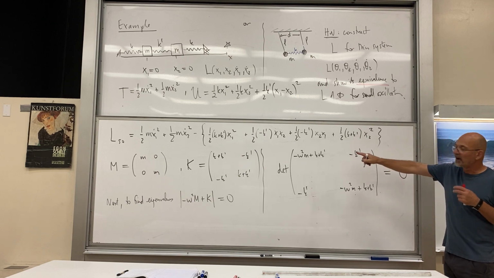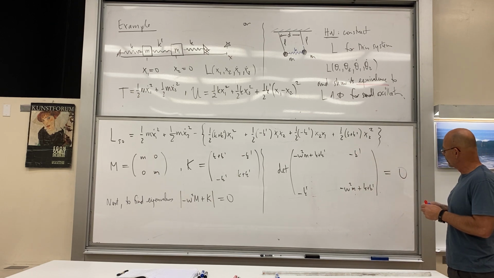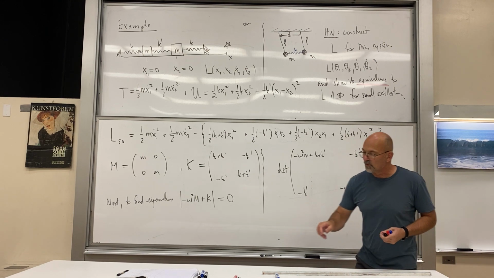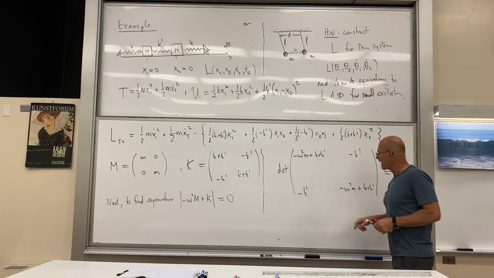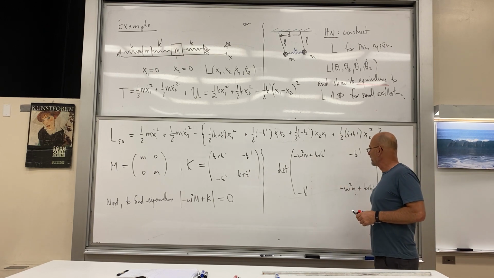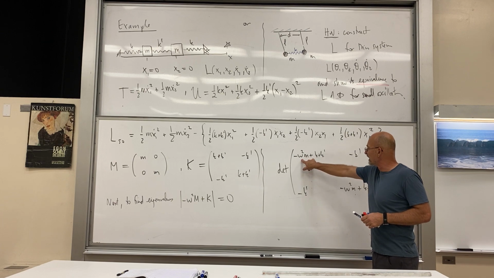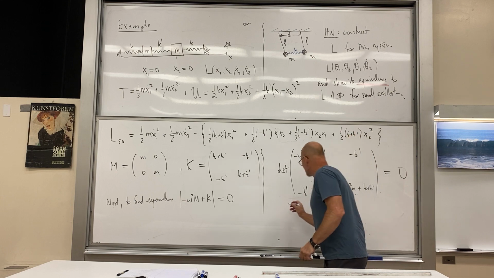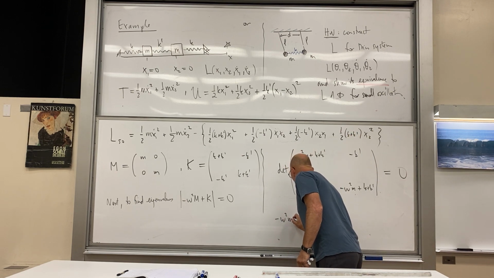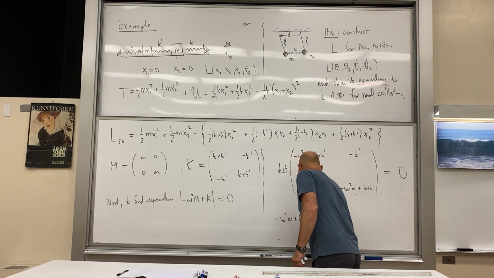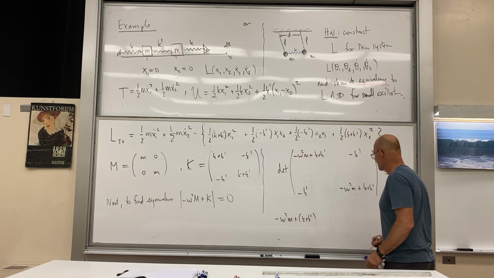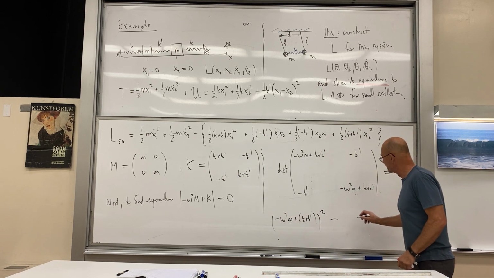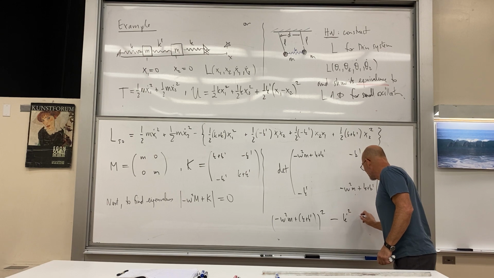So now we take this 2 by 2 determinant, and that will be the characteristic polynomial. Now here's a warning. We've got this omega squared, and we don't want to actually multiply it out. Well, let's go ahead and just do this. So we have (minus omega squared m plus k prime) squared minus k prime squared equals 0.